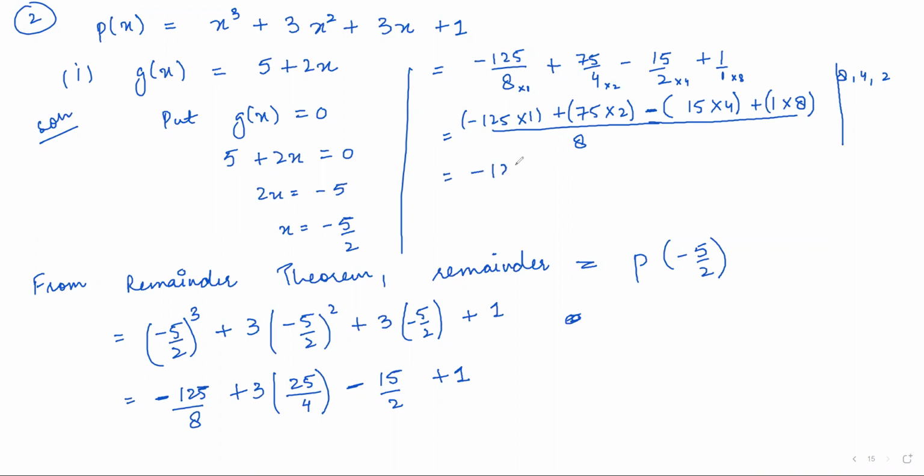The numerator will be multiplied. This is minus of 125 plus 75 into 2 is 150 minus 15 into 4, so 15 plus 15, 30, and 30 plus 30, 60. And then plus 8, divided by 8. Okay, now you please do it and tell me what you are getting.